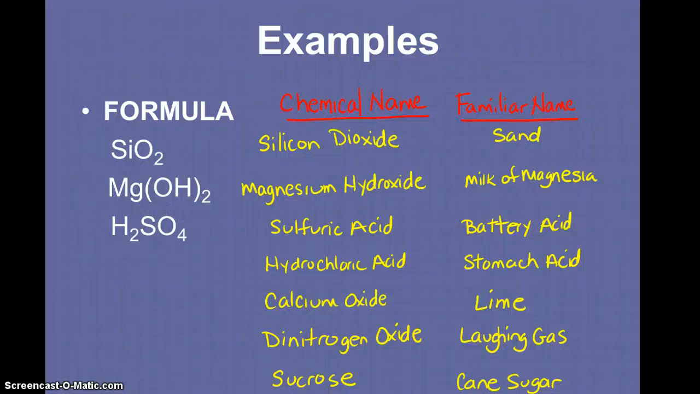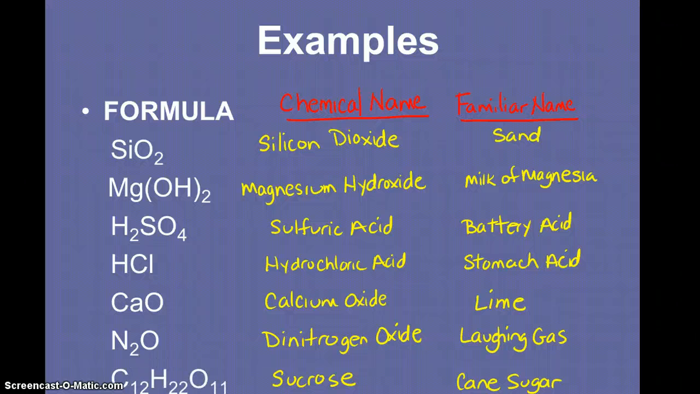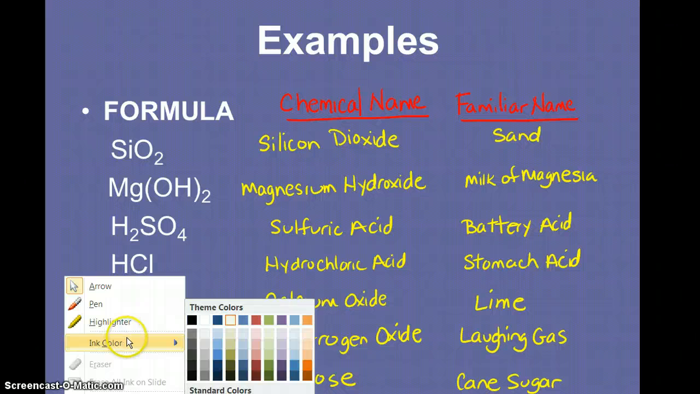Here's sulfuric acid. Probably most of you have heard of that in your grade school days. Actually a battery acid that we use in our cars. Hydrochloric acid, your stomach acid, calcium oxide, lime, dinitrogen oxide, a laughing gas. Some of you may have had, I have not, but that is dinitrogen oxide. Sucrose, very common one, as in cane sugar, okay? When you look at this, I want to look at this one first. Get my little pen handy.